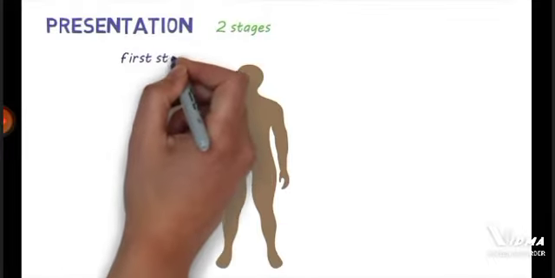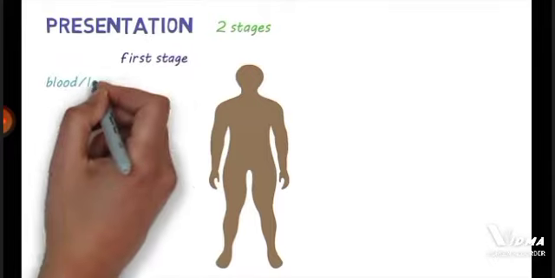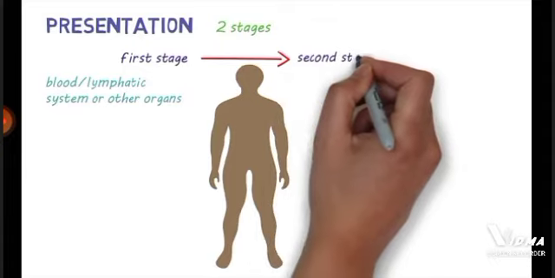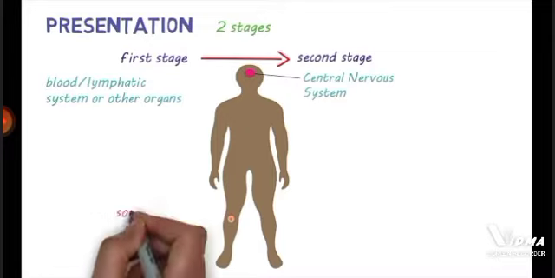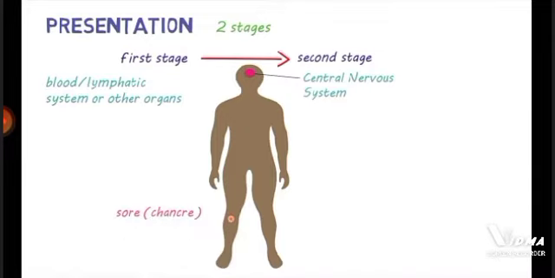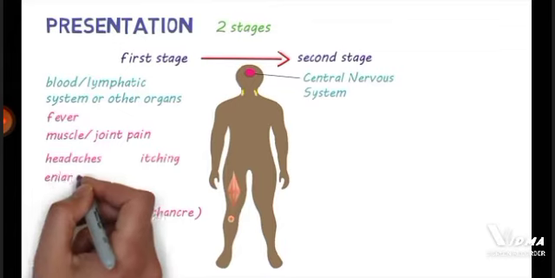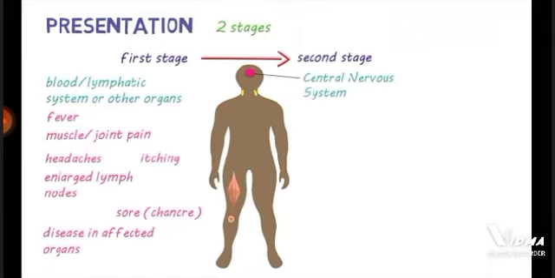In the first or early stage, the parasite is found outside the central nervous system, mainly in the blood, lymphatic system, or other organs such as the heart, liver, spleen, or eye. In the second or late stage, the parasite invades the central nervous system. Initially, there can be a painful sore, also called a canker, at the site of the tsetse fly bite. Symptoms of the first stage include fever, muscle and joint pain, headaches, itching, and enlarged lymph nodes. It can lead to disease in the affected organs, such as inflammation of the heart muscle, enlargement of the spleen and liver, and eye disease.